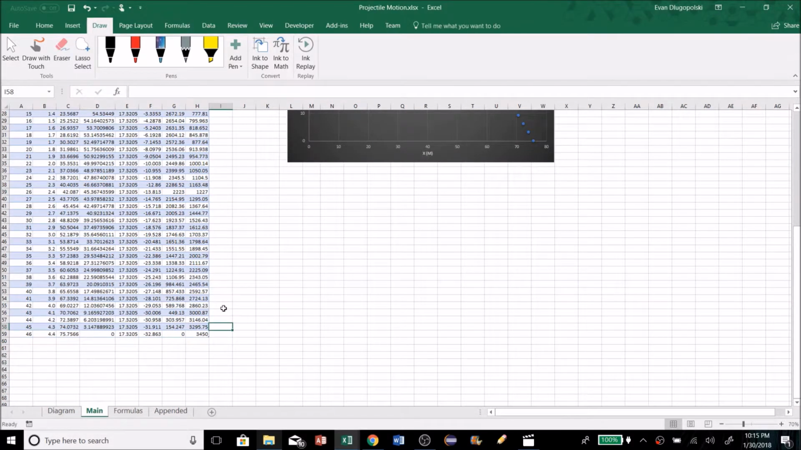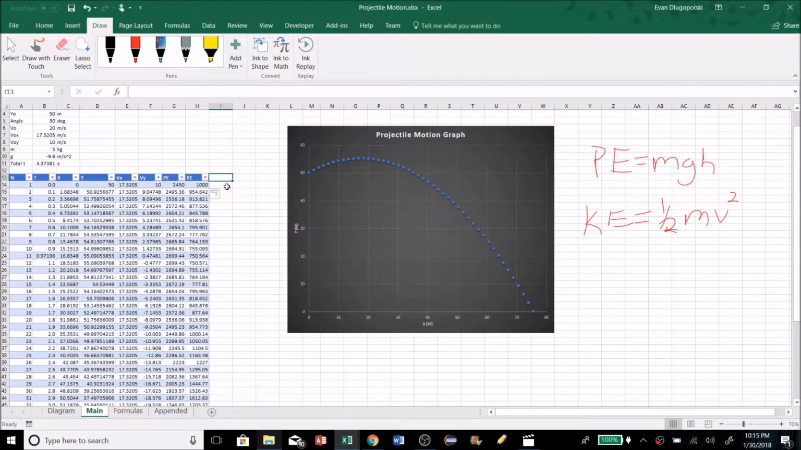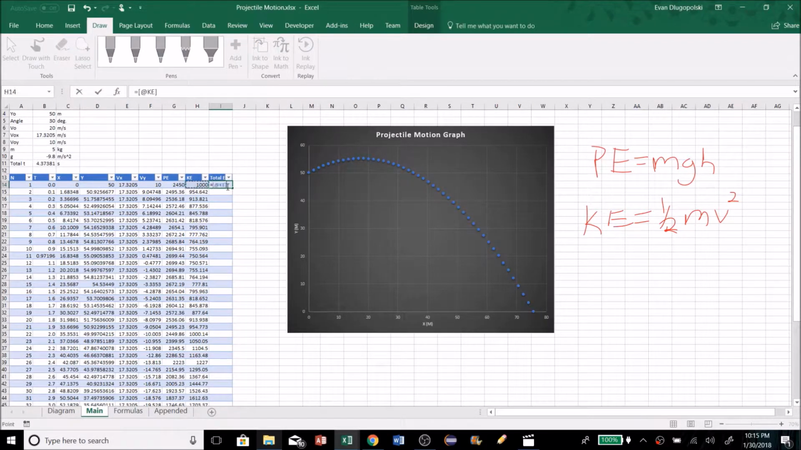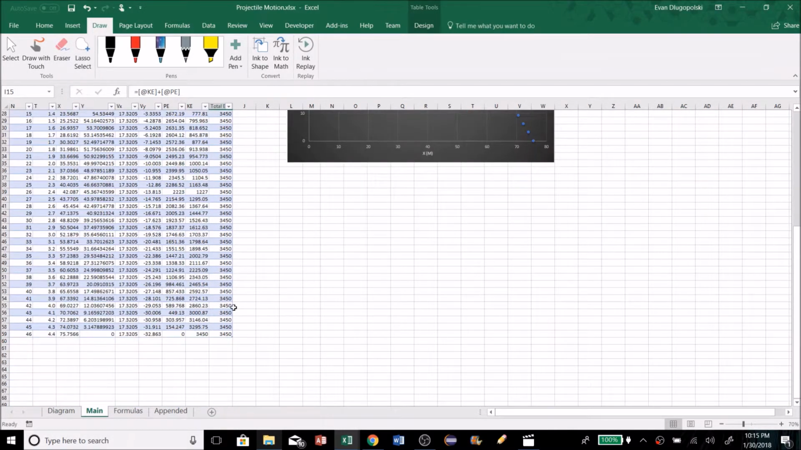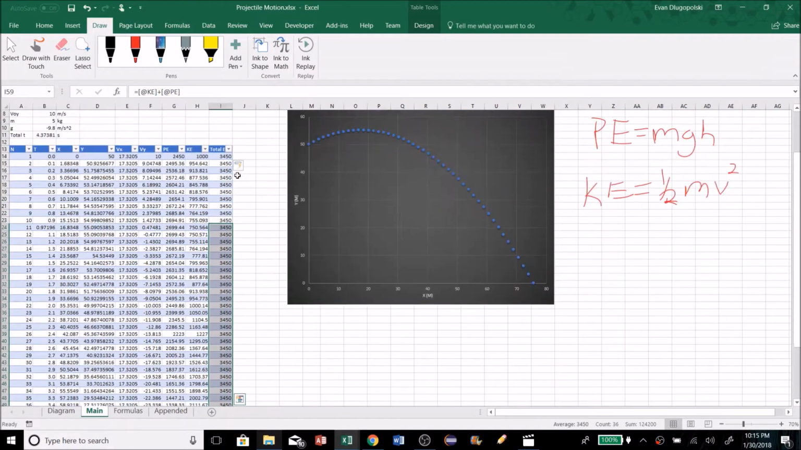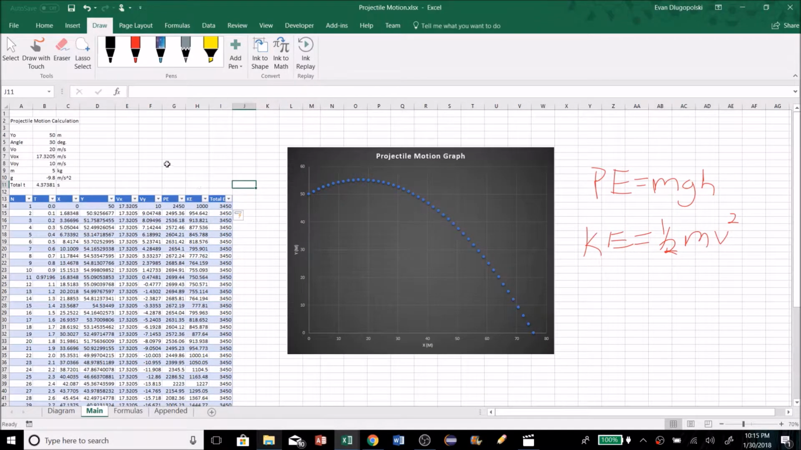So if we were to add yet another column, just say total energy, and we're going to say that equals this plus this. We can see that it's equal all the way through, and that's actually the conservation of energy, the law of conservation of energy, saying that the potential energy plus the kinetic energy of an object, no matter what the velocity, the height, the acceleration, all that always has to be equal.